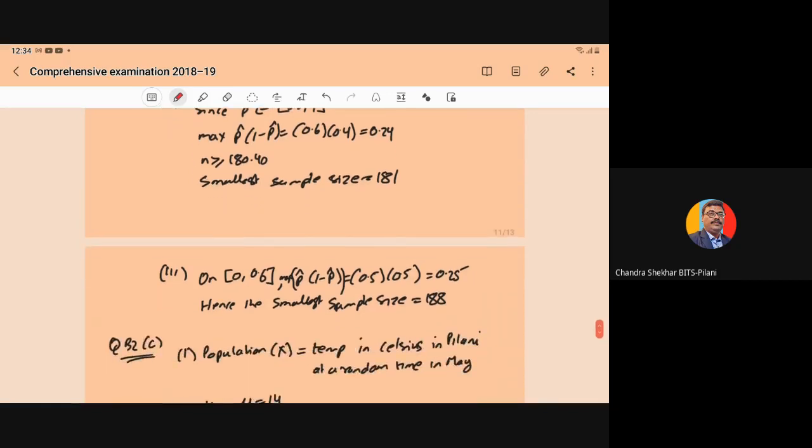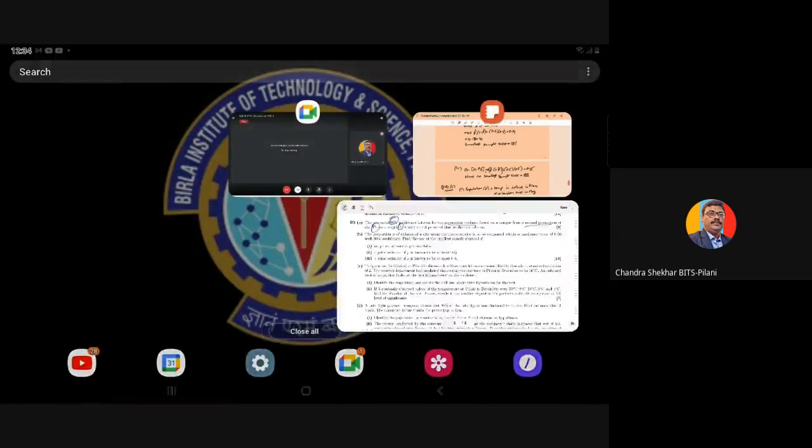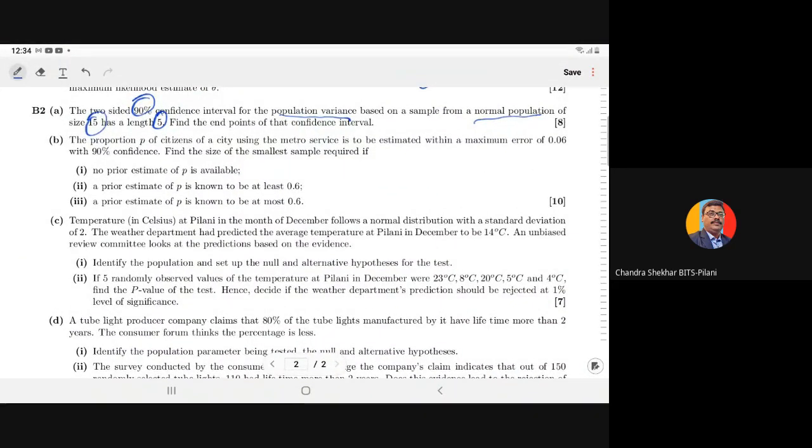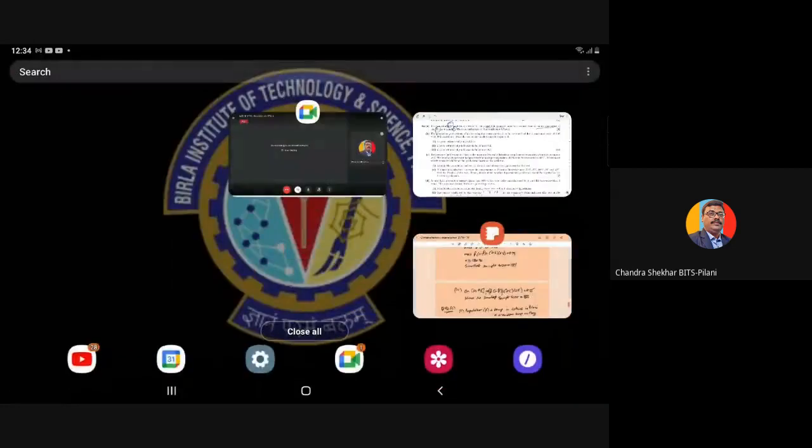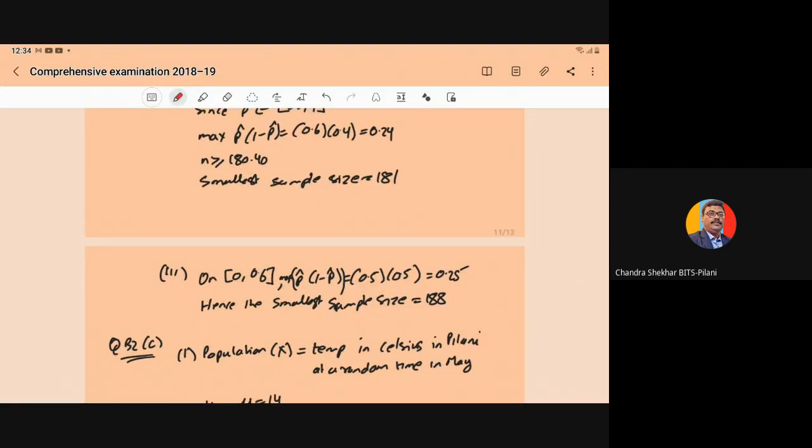In the third part, it is given to you that the prior estimate of p is known to be at most 0.6. So for the interval 0 to 0.6, the maximum of p into 1 minus p will occur when p cap is equal to 0.5. So it will become 0.5 into 0.5, that is 0.25. Hence the smallest sample size will become 188, using the above formula.